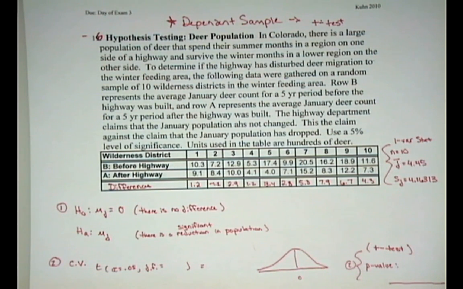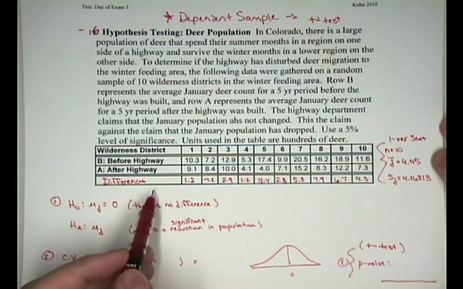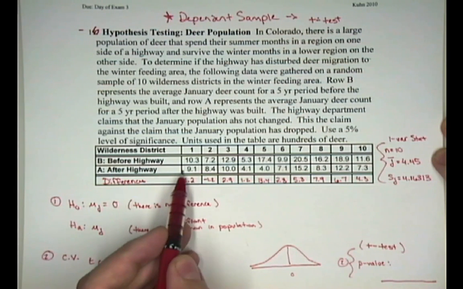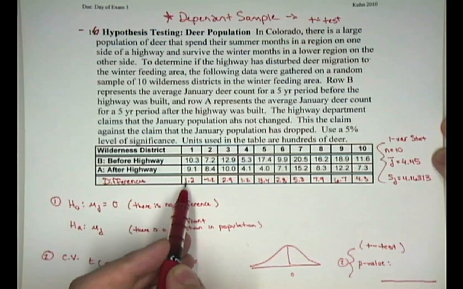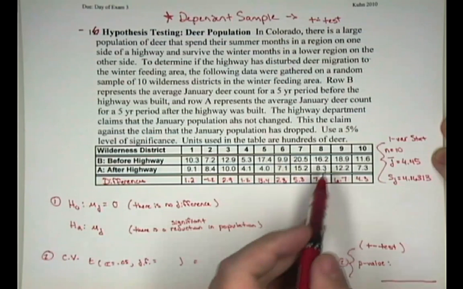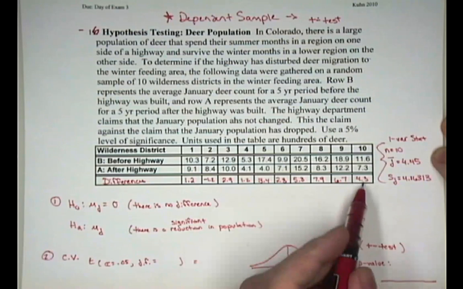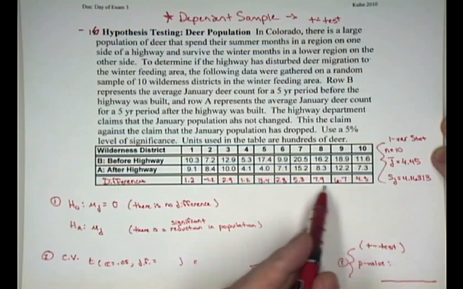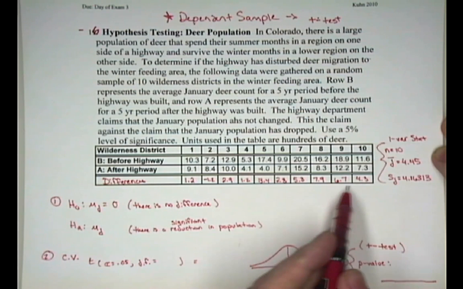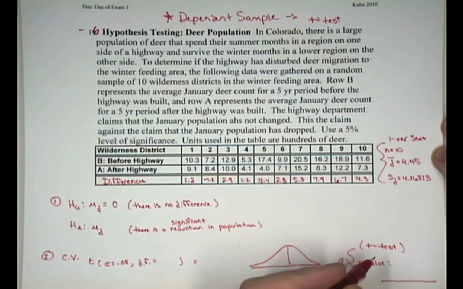So the first thing that you've got to do is calculate the differences of the before and afters. So I've just gone through here and subtracted 10.3 minus 9.1 equals 1.2, and I've done that for every single district, and there are 10 districts. Now if you have a graphing calculator, all you really need to do is enter this data into one of your lists, probably list 1, and then you can use data when you calculate your p-value with your t-test.